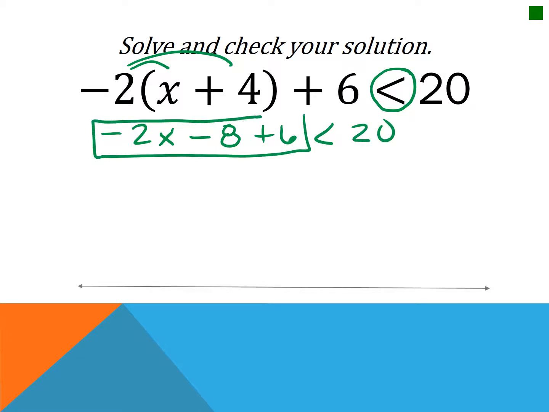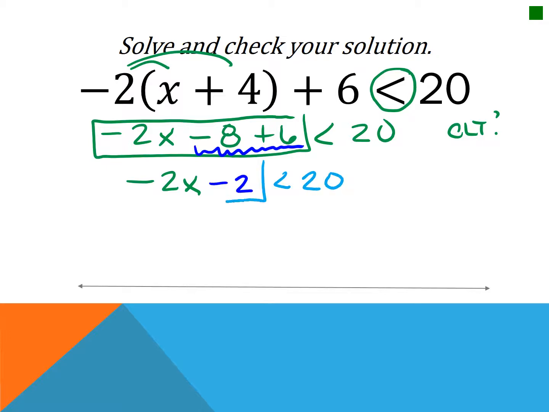Over here on the left-hand side, can I combine like terms? I sure can. I've got negative 8 plus 6. So I have negative 2x. Negative 8 plus 6 is negative 2, and that is less than 20. Over here on the left-hand side is where my x is. See that minus sign?